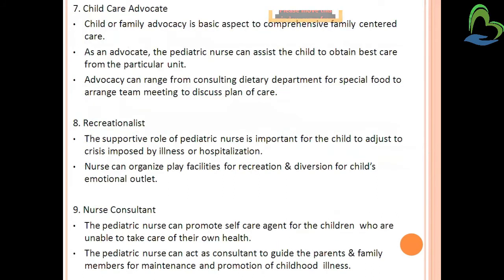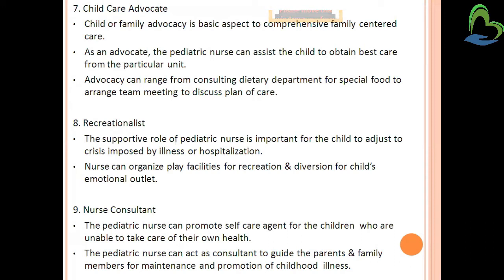And seventh role is as a child care advocate. Child or family advocacy is a basic aspect of comprehensive family-centered care. As an advocate, the pediatric nurse can assist a child to obtain best care from the particular unit. So the child needs care from every unit, that is dietitian unit, pharmacist unit, every unit. So in the role as advocate, the nurse has to help this child so that the child gets best care from all the units.